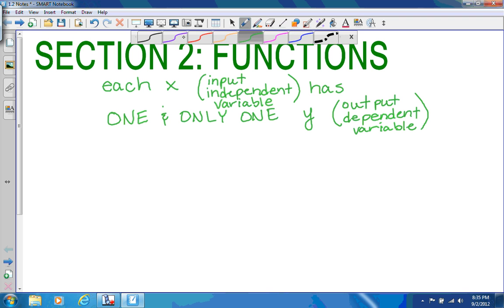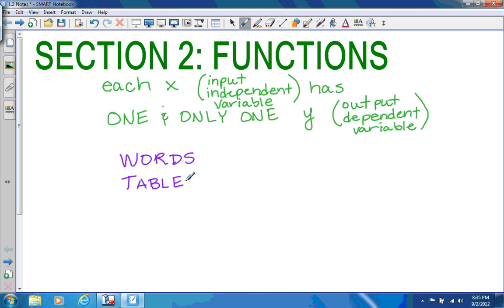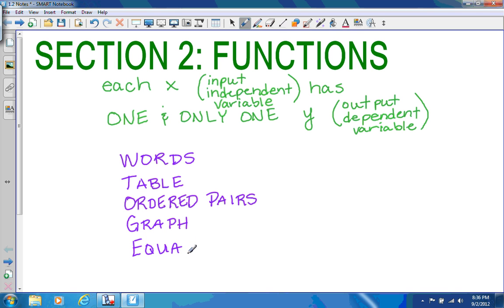Now, a function can be written in words. It can be as a table, ordered pairs, a graph, and as an equation. And in this section, you will be working with all of these different types and changing from one form to another.